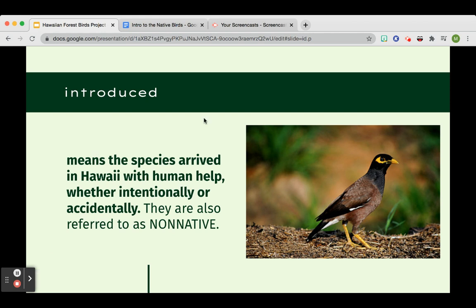We then have an introduced species, which means that the species arrived in Hawaii with human help, whether intentionally or accidentally, and then sometimes these are non-native. So we have the myna bird was brought over. We also have lots of other introduced species.